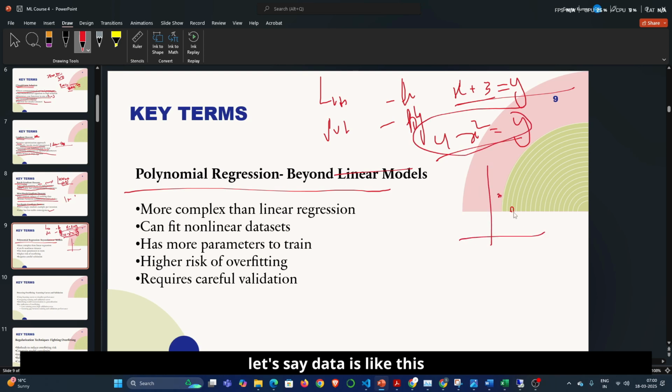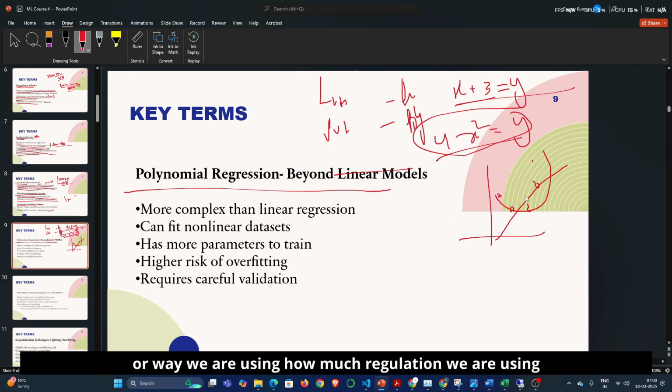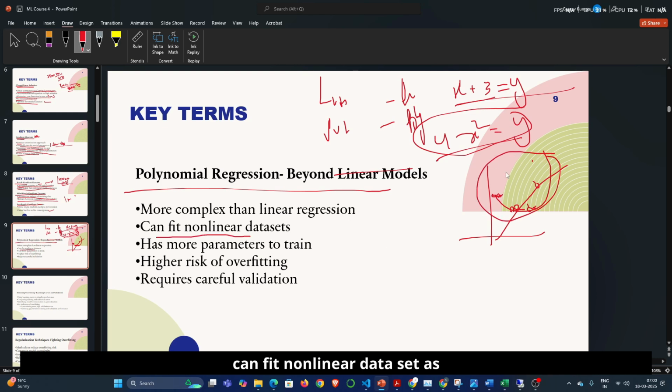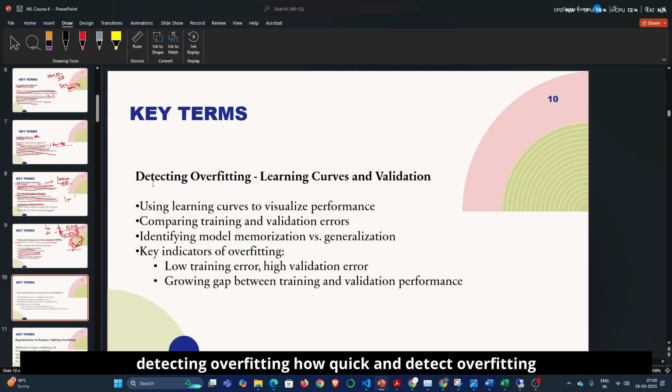So let's say the data is like this, and if we use linear regression, it will work out like this, but the polynomial will try to capture this. It depends on the degree we are using, how much regularization we are using. Otherwise, it will capture all the parameters, and the chances are high that it will overfit. It can fit a nonlinear dataset as I have shown you, but has more parameters to train, higher risk of overfitting, and requires careful validation. That's true.